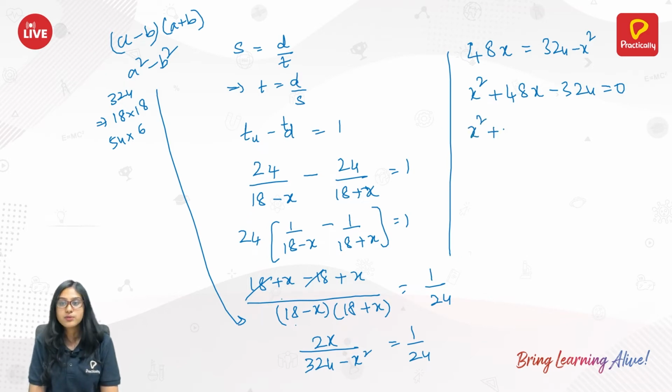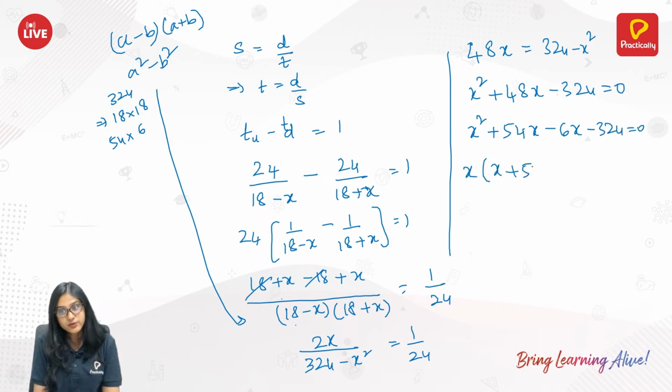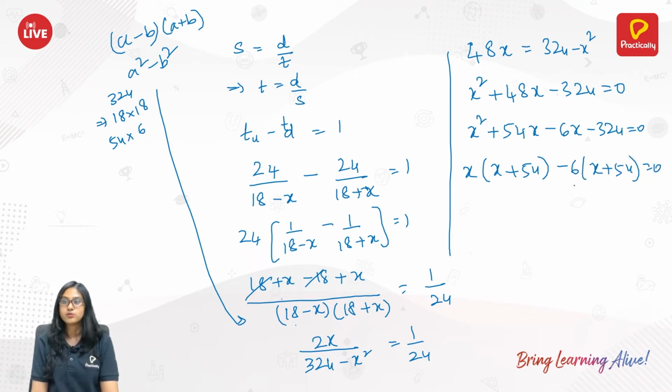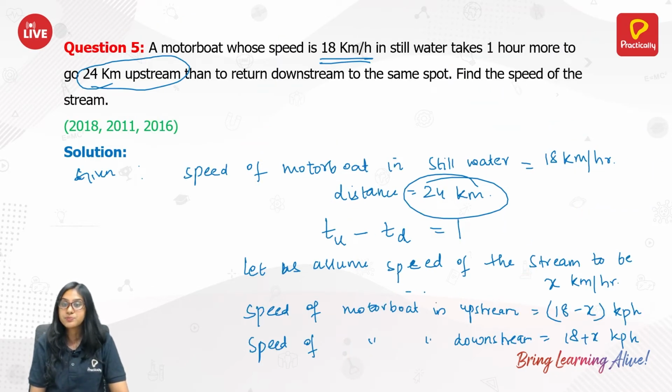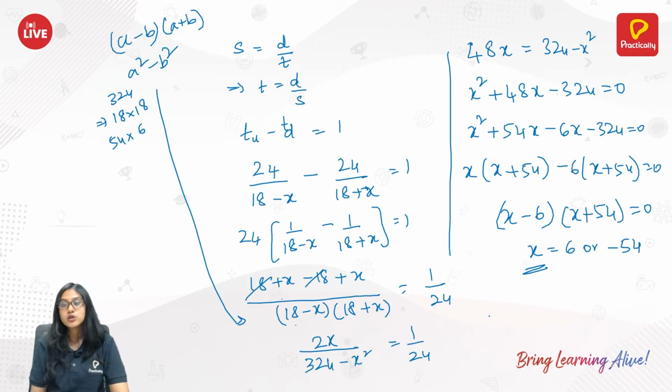So x square plus 54x minus 6x minus 324 equals 0. x of (x plus 54) minus 6 of (x plus 54) equals 0. So (x minus 6) into (x plus 54) equals 0, x equals 6 or minus 54. But what is the x we have taken? Speed of the stream. Can the speed be negative? Of course not. So speed equals 6 kilometers per hour.